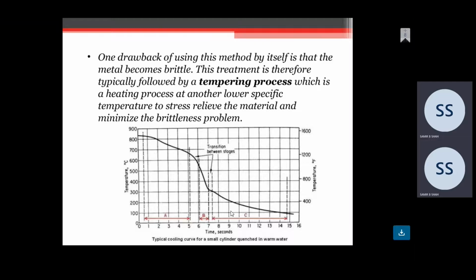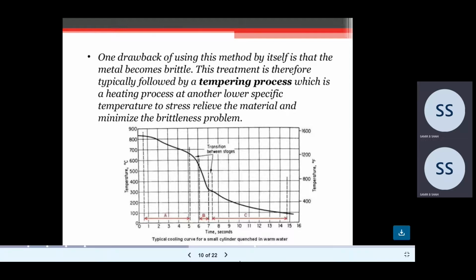Okay, but there is one basic disadvantage: when we cool it very fast, it may become brittle. This treatment is therefore typically followed by a tempering process, which is a heating process at another, lower specific temperature, which relieves the stresses in the material and minimizes the brittleness problem. So what we have to do is use the tempering process.